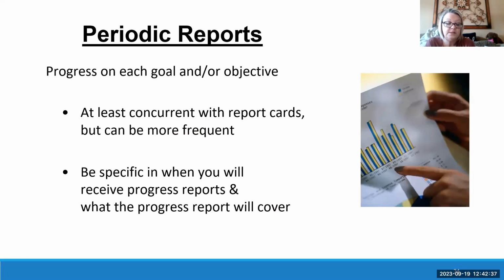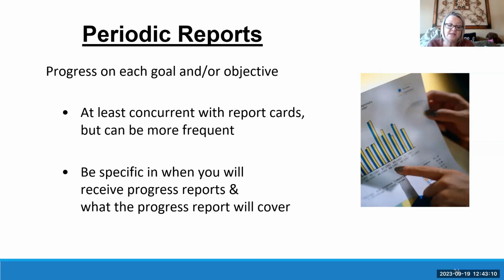Periodic reports: progress on each goal and/or objective, at least concurrent with report cards, but can be more frequent. And that's a discussion. If you as the parent would prefer that you're getting reports more often or having more communication, have that written into the IEP. Be specific in when you will receive progress reports and what the progress reports will cover.